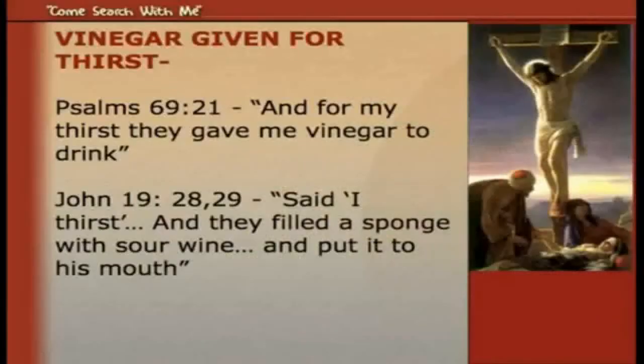Number 3, vinegar. Now what do you give somebody who is thirsty? Water, juice, milk, something like that. Who gives vinegar to drink? But 1,000 years before the event, it was written that somebody would say, I am thirsty, and instead of giving him milk, a drink, fruit juice, or water, they would give him vinegar. And that's exactly what happened. He said, I thirst, and they filled a sponge with sour wine, which is vinegar, and put it to his mouth.